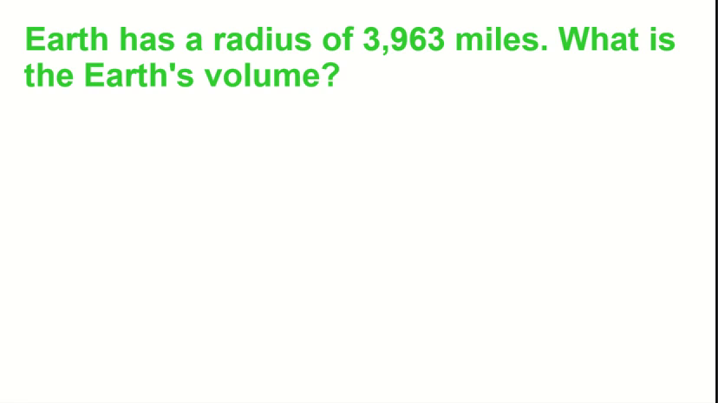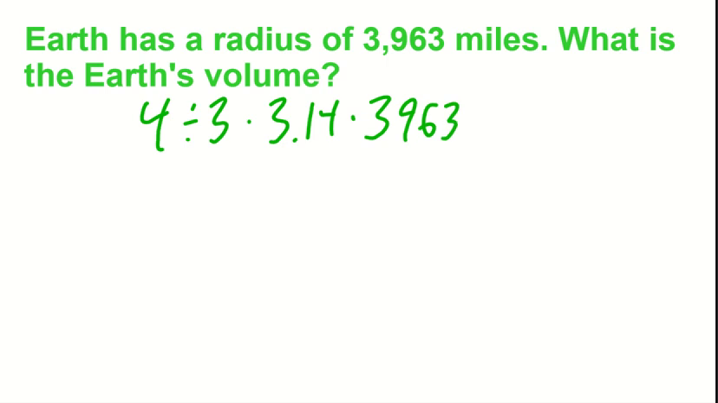All right, so when you do this one, we got 4 divided by 3 times 3.14 times 3,963 times 3,963 times 3,963. Y'all, we're multiplying by almost 4,000 three times. 4,000 times 4,000 times 4,000. It's going to get pretty big, isn't it?